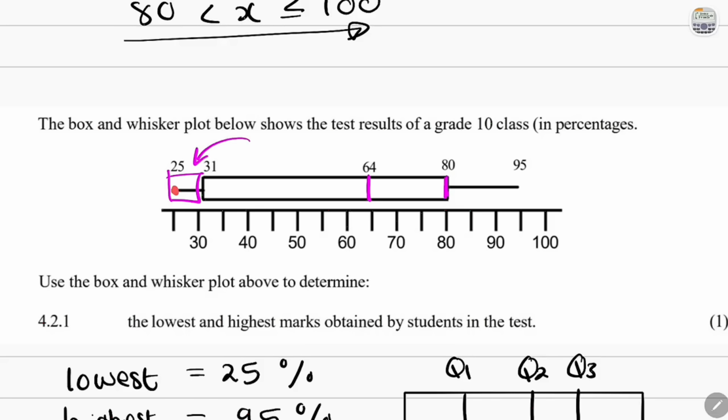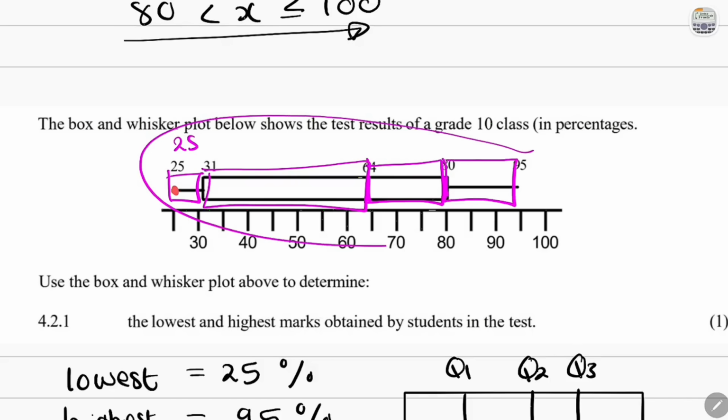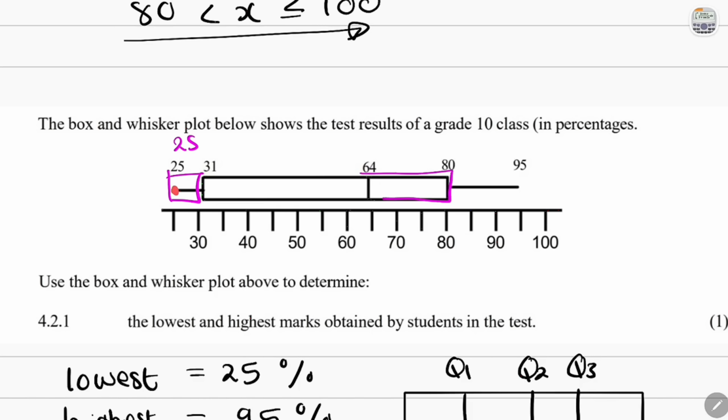But 25% of the class, or a quarter of the class, they are here, okay? They would have gotten a mark less than 31%. So that's 25%, and then 25%. This is another 25% as well. That is another 25%, and that is 25%, making up the total 100%. So from 64 to 80 is 25% of the class. Okay, so there we go.